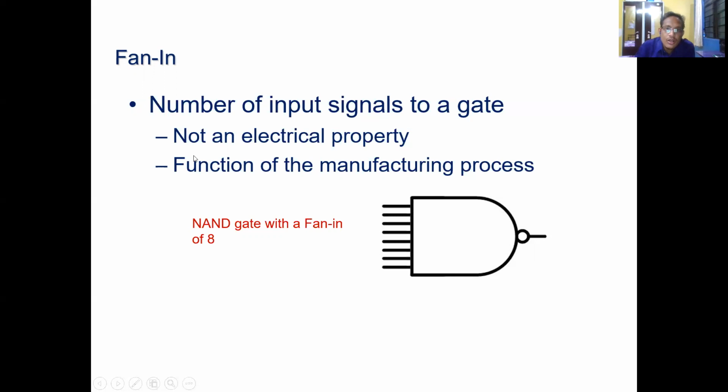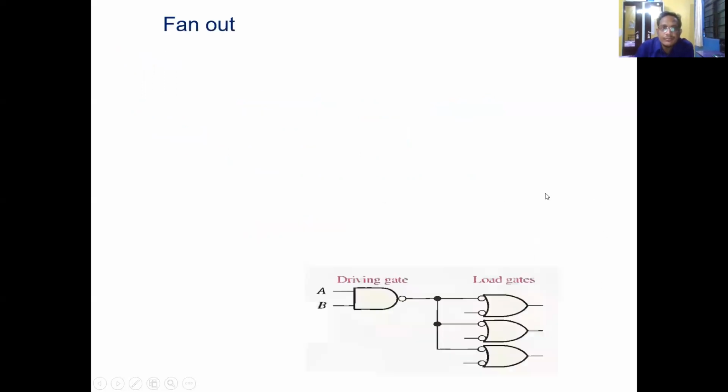Okay, so fan in means what? The number of inputs of the particular gate is nothing but the fan in. Fan out is the opposite parameter as compared to fan in. So fan out is also called the loading factor. This diagram itself gives the fan out definition.